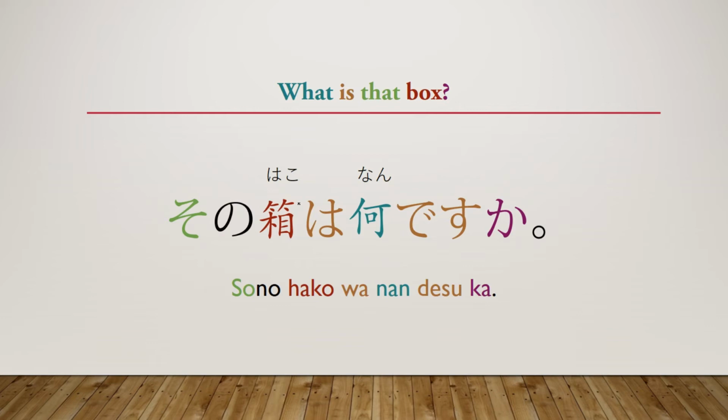And that's how you combine a noun. You couldn't say like sore hako. You have to have the no if you want to attach a noun after it. And then of course we have our nan, which just means what in Japanese. And then our simple wa desu ka structure, so it turns it into a question. Okay, let's move on to the final example.